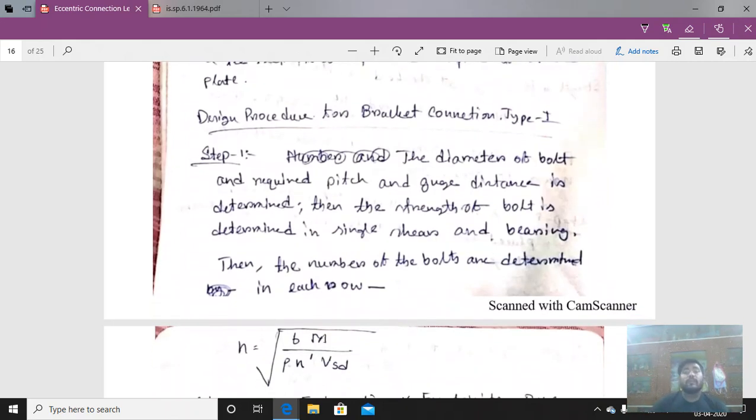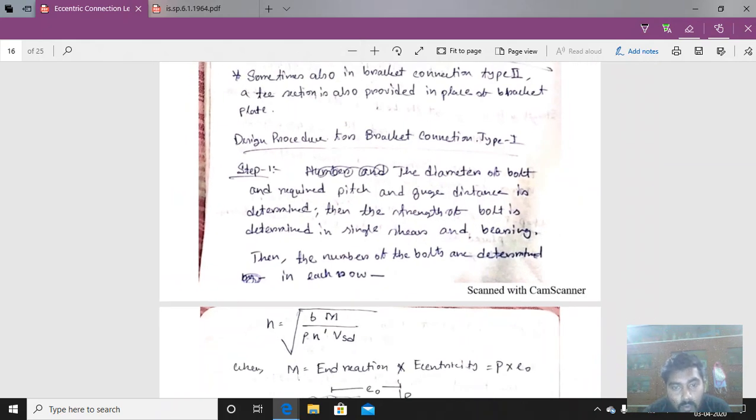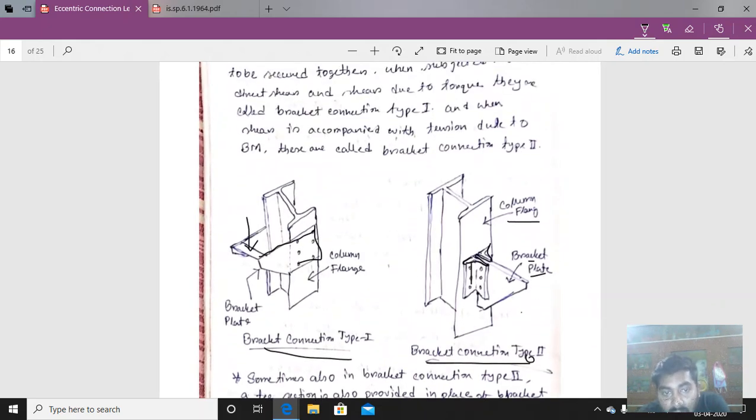First, the step: the diameter of the bolt. The steps for the bracket connection are quite easy. The number and diameter of the bolts are required. Pitch and gauge length are determined, which is similar for each and every case. Then the strength of the bolt is determined in single shear and bearing, single shear because it is always a lap connection.